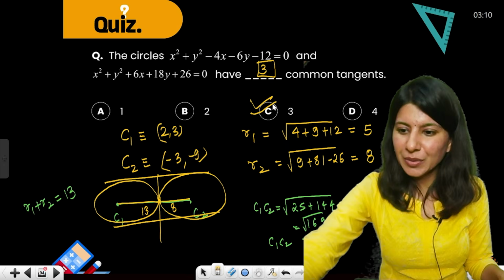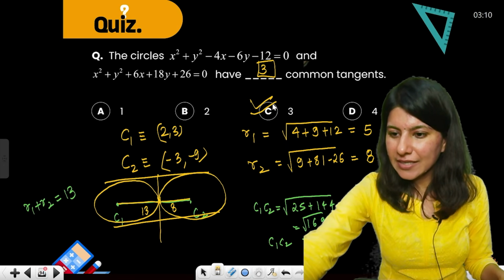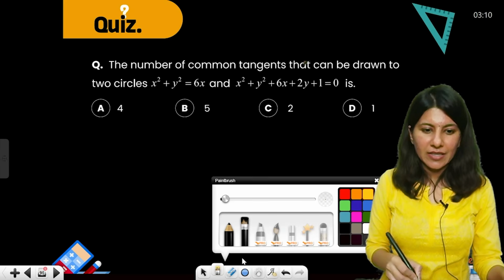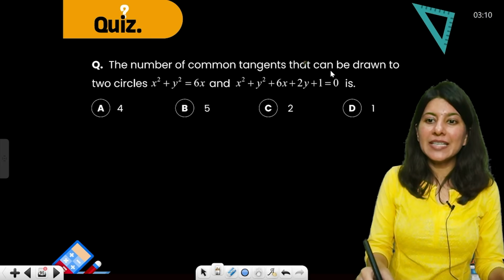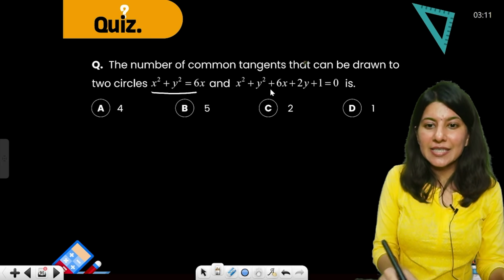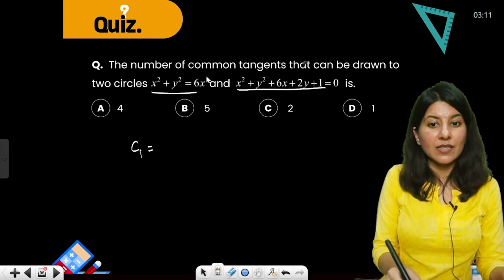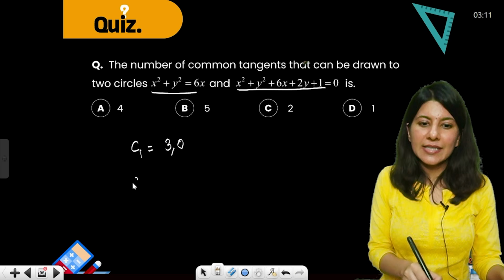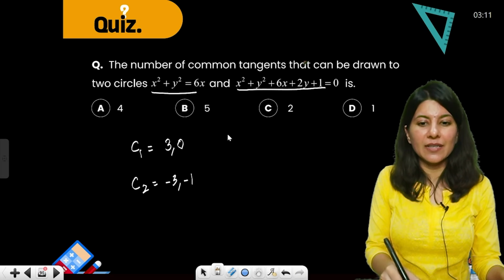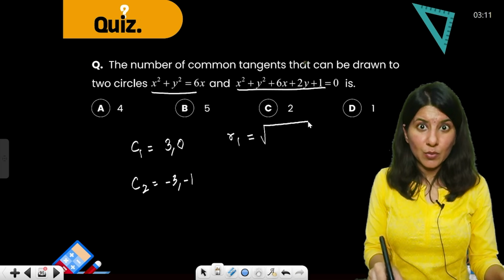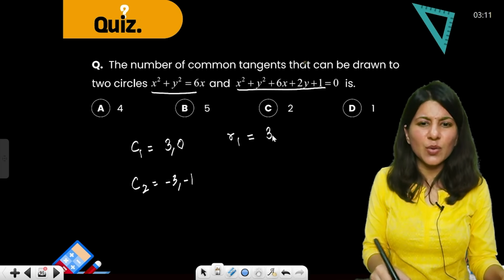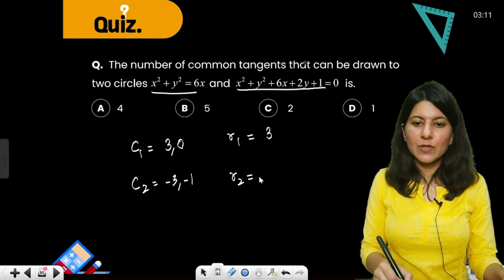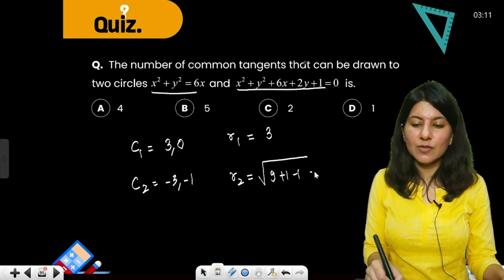Okay. Now let us talk about the next question, again on the number of common tangents. Center 1: this is actually x squared minus 6x equals 0, so the center is (3, 0), and the radius is simply 3, because the circle passes through the origin. Center 2 is (-3, -1). R2 will be the square root of 9 plus 1 minus 1, so the radius is 3 only.